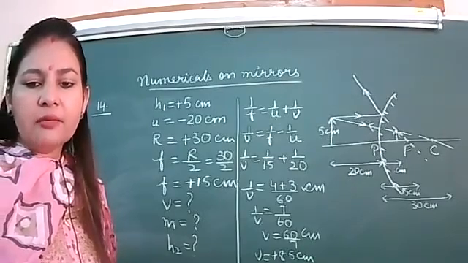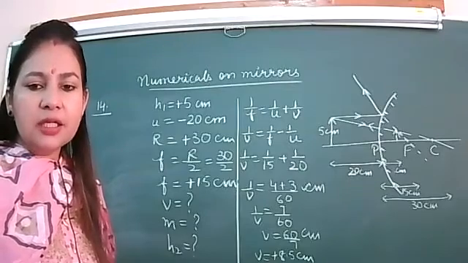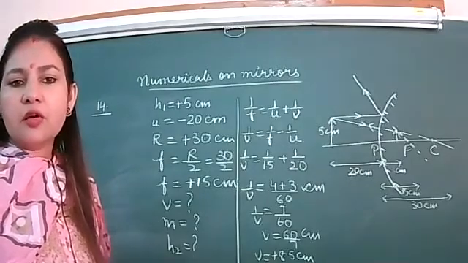Now we'll find the magnification. M is minus V by U. Please solve it.